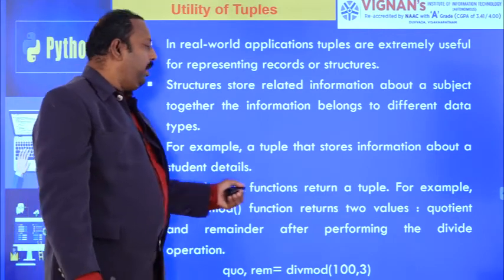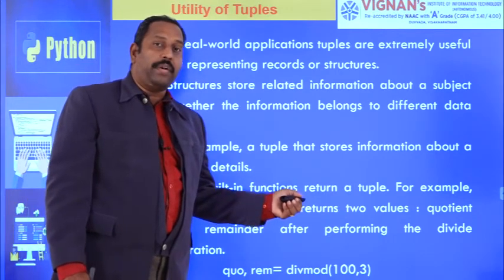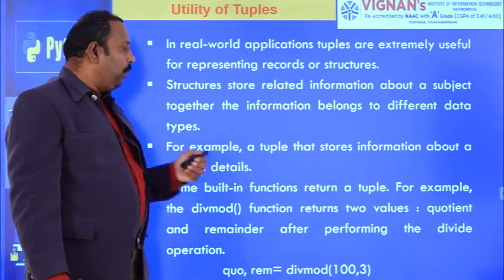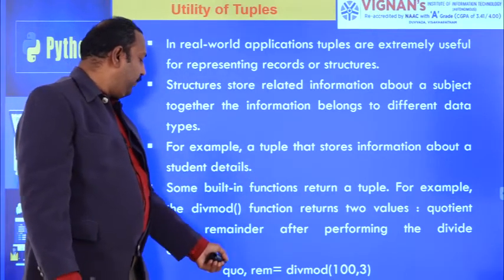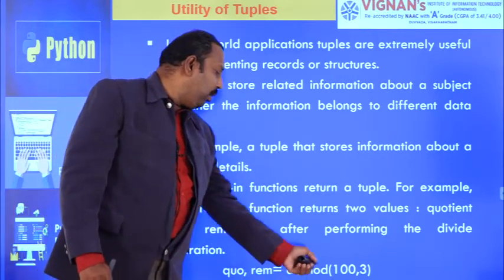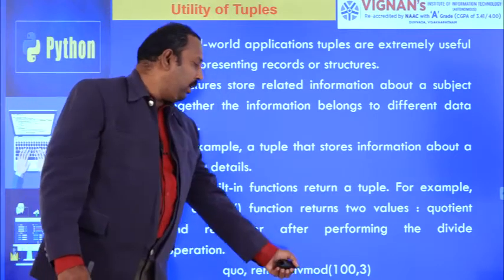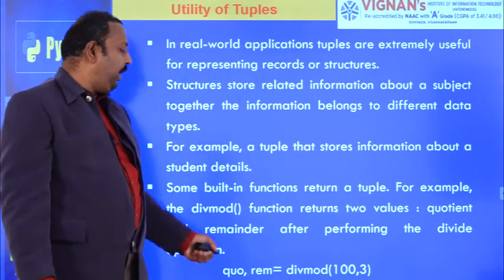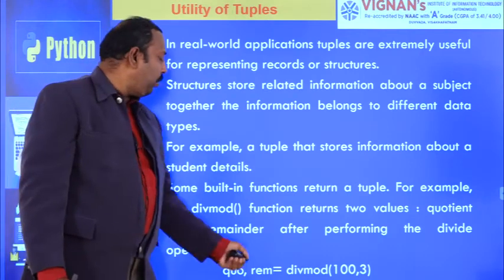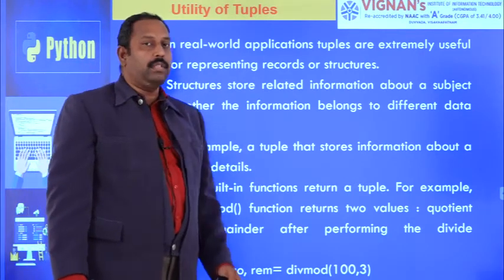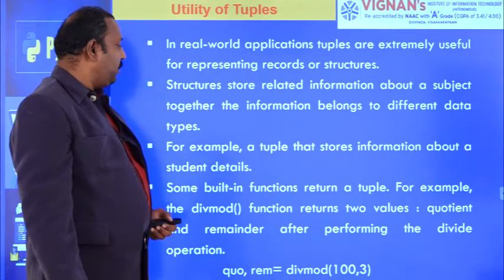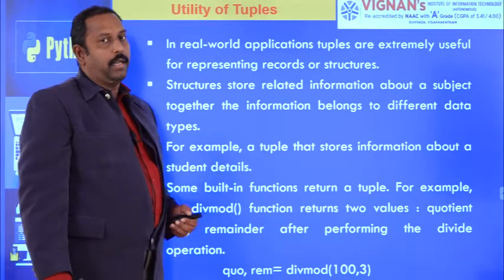Also, some built-in functions return a tuple as output. For example, here you see quotient comma remainder equal to divmod of 100 comma 3. It will return two values stored in a tuple. The first value is the quotient, the second value is the remainder. So this is another built-in function that returns the tuple data type.